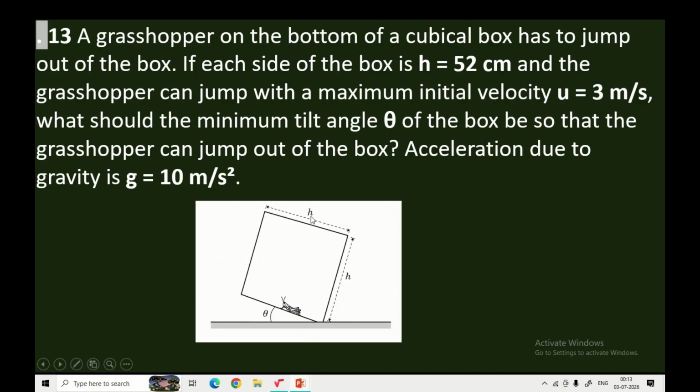This is open from above, and this grasshopper wants to jump out of the box, and jumping speed is given as 3 meter per second. The minimum value of this theta is to be found so that the grasshopper can jump out of the box. Let's see how to tackle this.